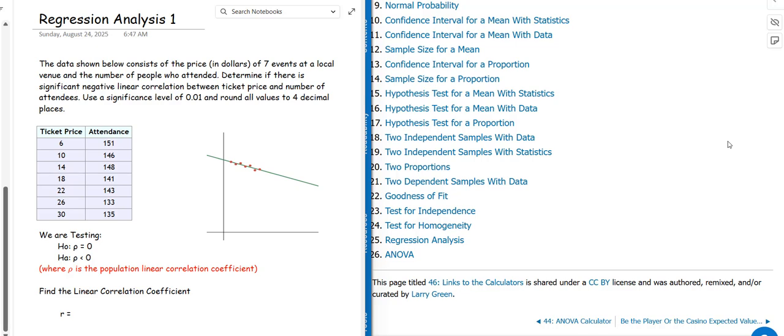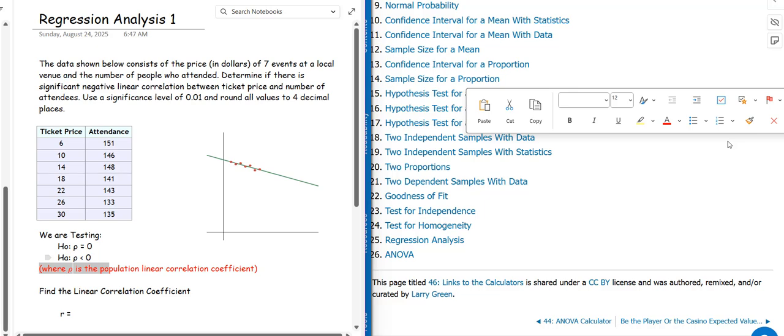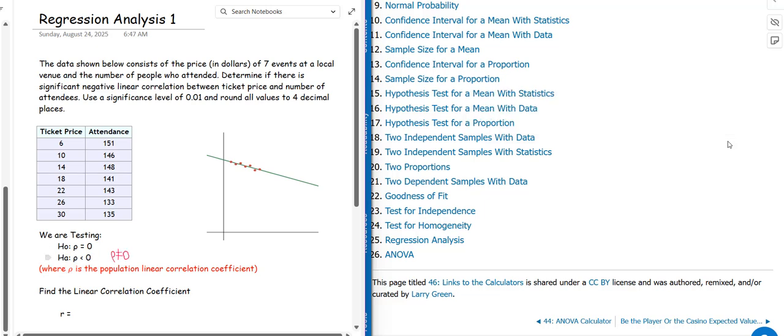So what we're testing, I've got H0 and HA written here. HA, the alternative hypothesis, is that rho, which is the population linear correlation coefficient, is negative. And the null hypothesis is that there is no correlation at all, rho is equal to 0. And in some of these problems, you'll have rho not equal to 0 versus rho equals 0. But in this specific problem, we're given rho is less than 0. The calculator online will allow us to choose our alternative hypothesis.